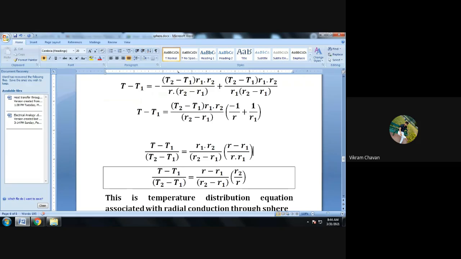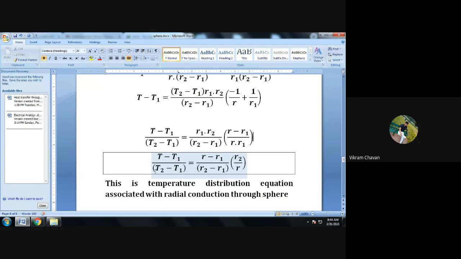Is there any doubt, any question, whether you understood this equation derivation? Now this equation is called the temperature distribution equation associated with radial conduction through a sphere. Is there any doubt, any question up till now? So what is the significance of this equation?